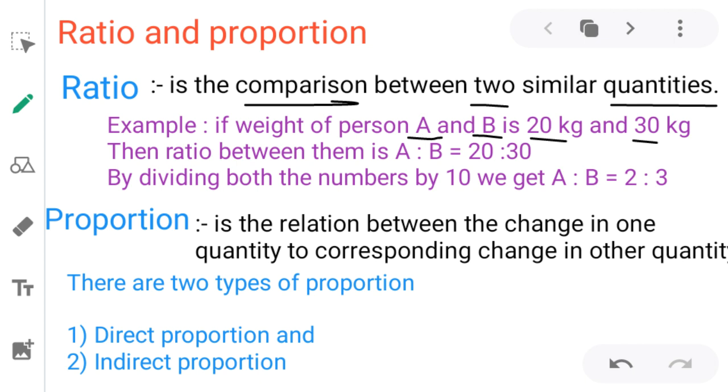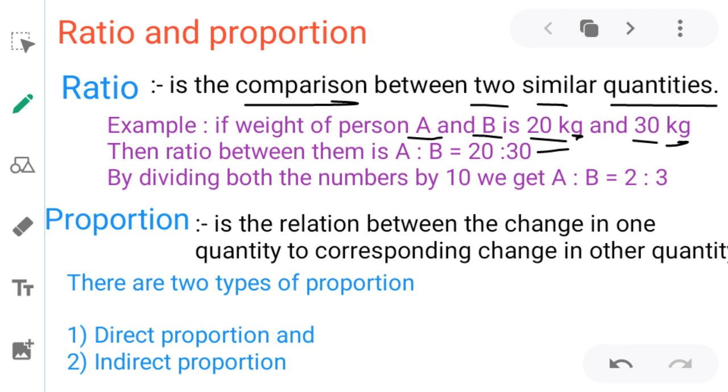So kg, the weight, is the similar quantity here. 20 kg and 30 kg, weight is the similar quantity. We are comparing those two similar quantities of person A and person B. We may also compare the height of person A and person B, where height becomes the similar quantity. Here we have taken the weight as the similar quantity.